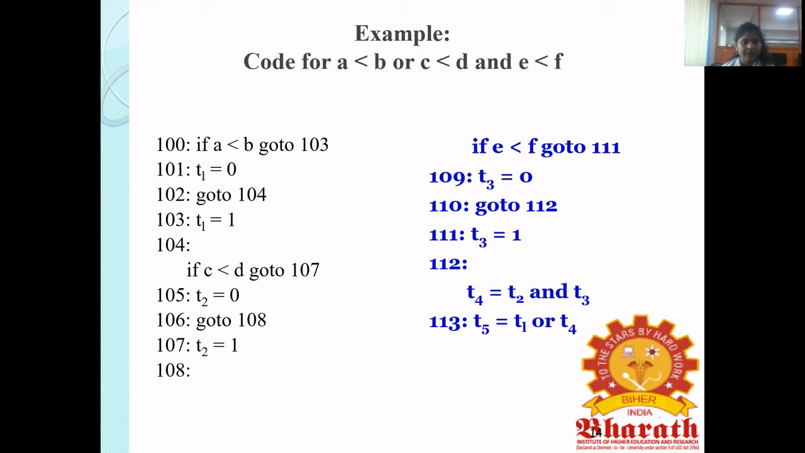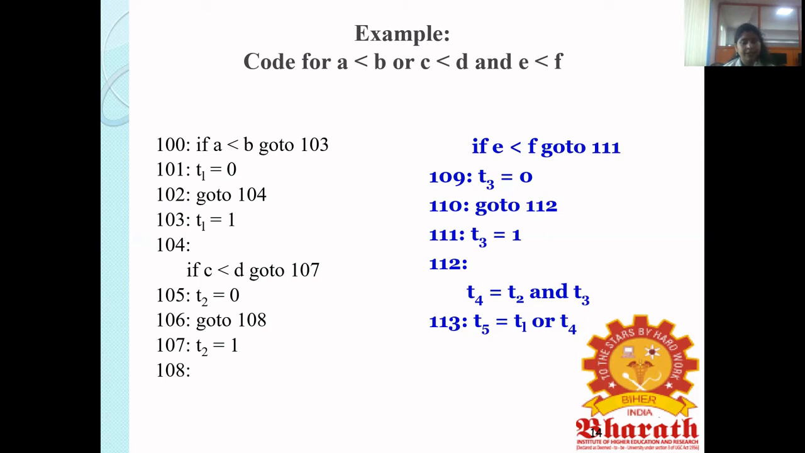First we write the code. If A less than B, then go to 103. In 103 we are assigning T1 is equal to 1. A less than B, we want to assign 1. Otherwise, it will execute T1 is equal to 0 and then go to 104. In 104, the next expression: if C less than D, then it will go to T2 and assign 1. After assigning T2 is equal to 1, it will directly start executing 108.